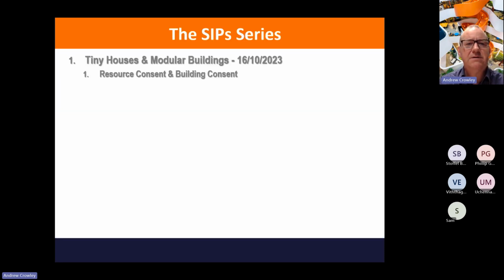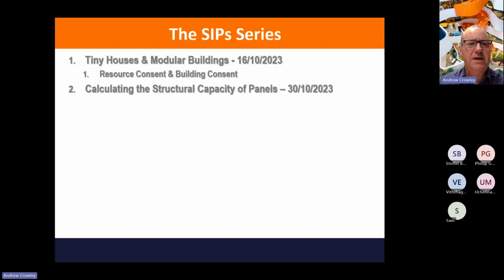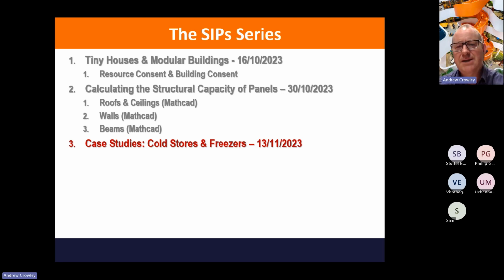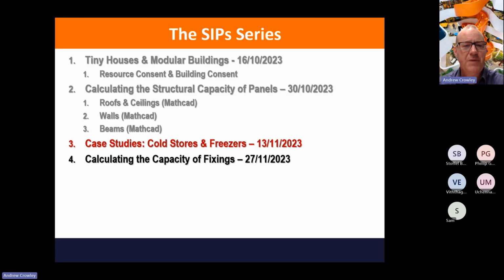So a reminder of the series. Part 1 was on tiny houses and modular buildings and what you need for resource consent and building consent. Part 2 was on calculating the structural capacity of the panels for roofs and ceilings, as well as walls and panel beams. Today, we're looking at cold stores and freezers and even a clean room as well. So how do we use these panels in commercial and industrial applications?